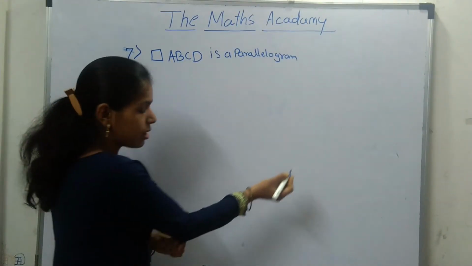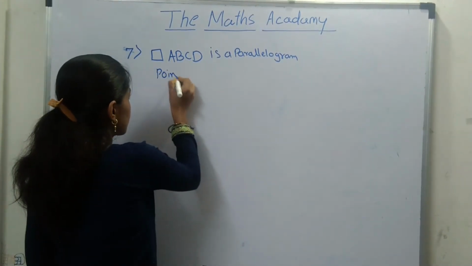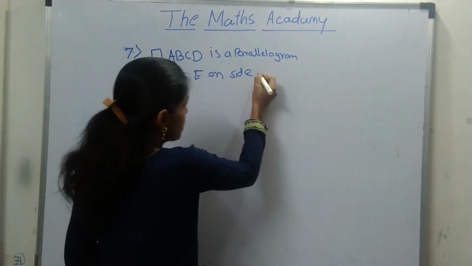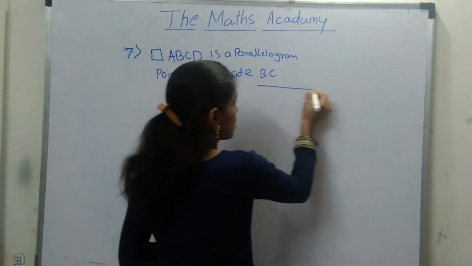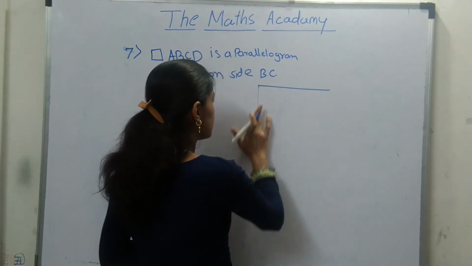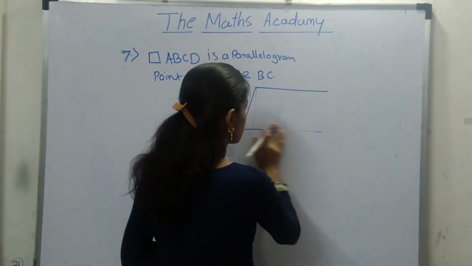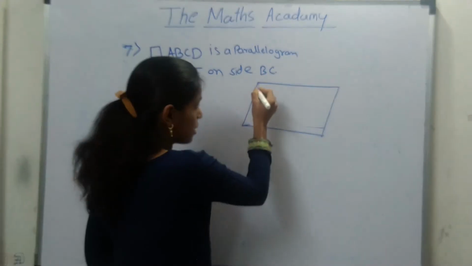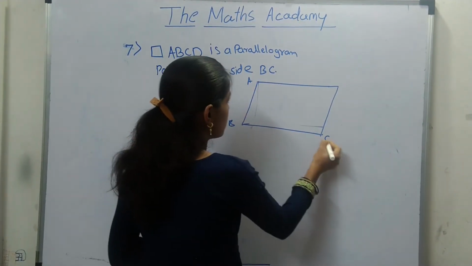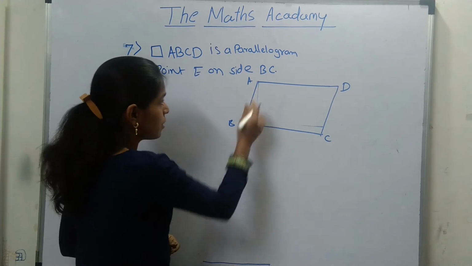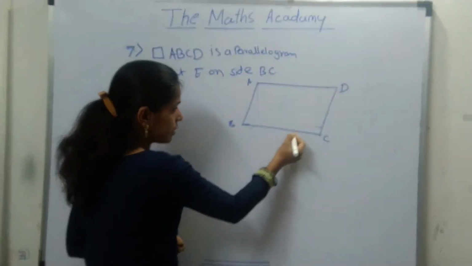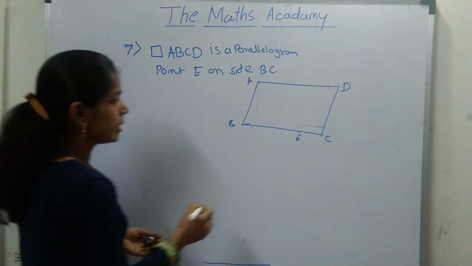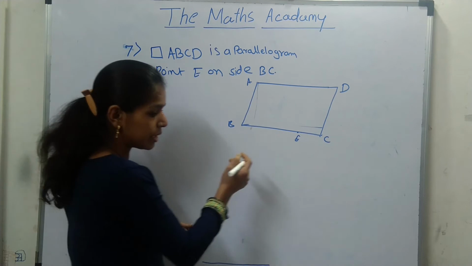and there is a point E on side BC. There is a parallelogram like this. This is the A, B, C, D, and towards the side of BC there is a point E. This is point E. And further you have given that line DE intersects AB at point T. This is given to you.